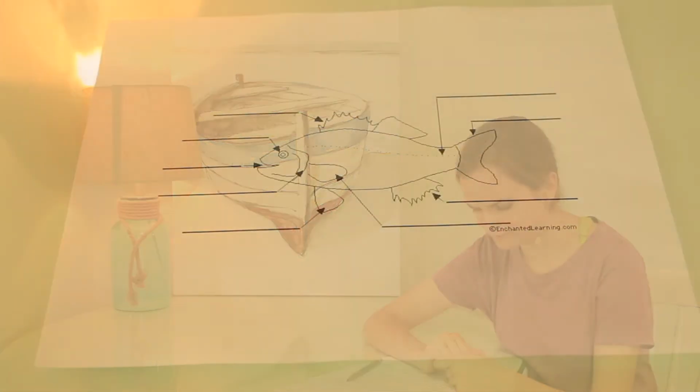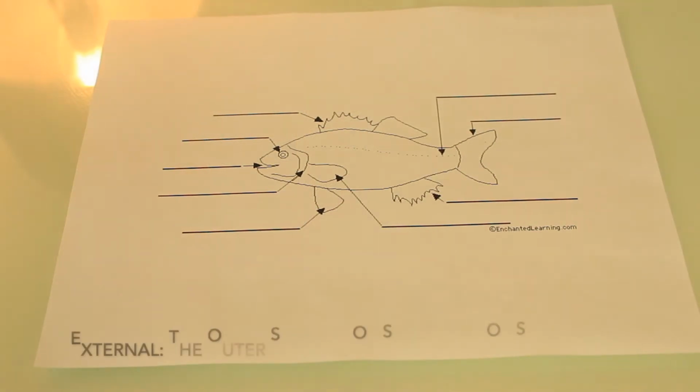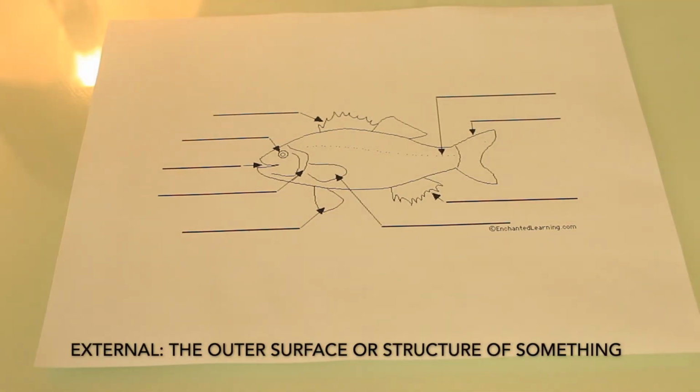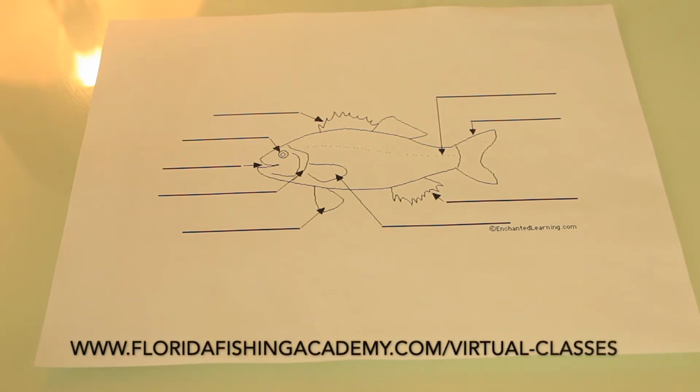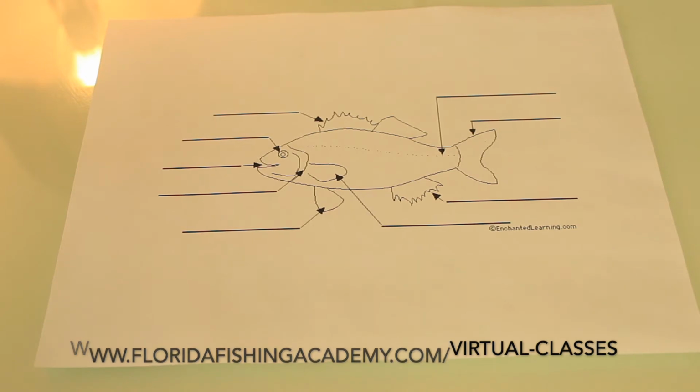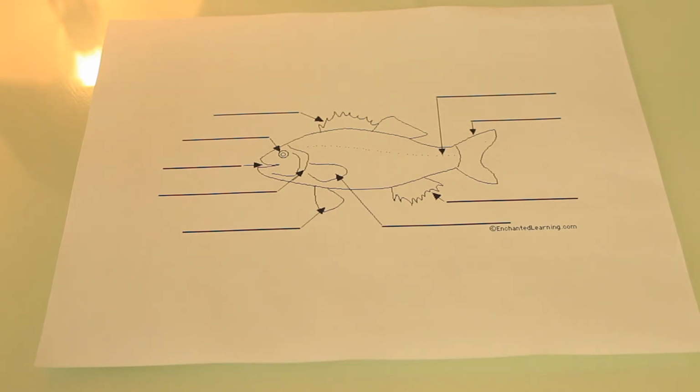Let's dive in. Now we are going to look at the different external or outside anatomy or parts of a fish. Here we have a blank worksheet. This worksheet is available on our website under our Virtual Classrooms tab if you'd like to print it out and follow along. On this worksheet, we're going to identify the different parts of a fish. Some of these things you may be familiar with, but other things might be new.